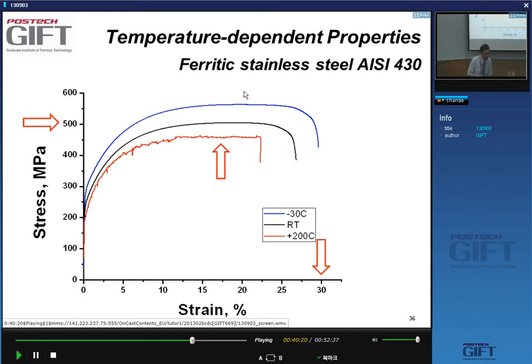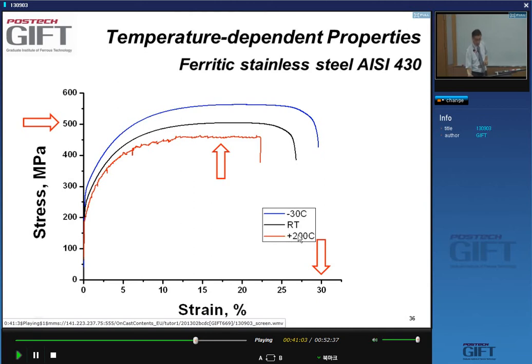So we're all familiar from our introductions in materials properties as undergraduates that when you reduce the temperature, the strength goes up, and when you increase the temperature, the strength goes down. So let's have a look at whether this rule is obeyed in this case. Well, the black line gives me the stress strain curve at room temperature, yes? And when I decrease the temperature to minus 30 degrees C, the stress strain curve moves upward. I get a material that's stronger, yes? So that's okay. That's what we expected.